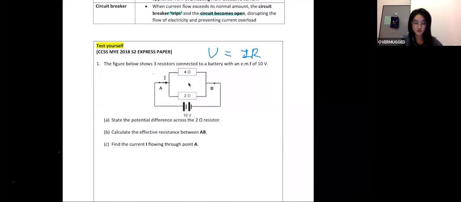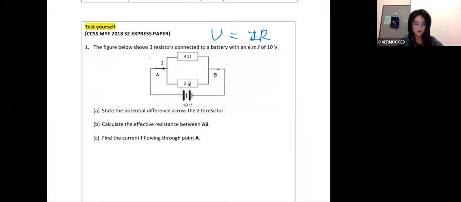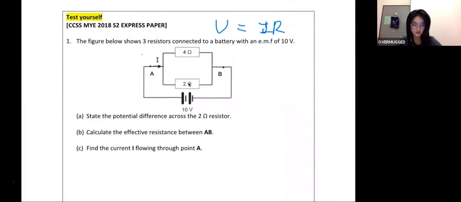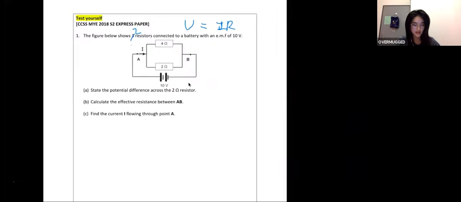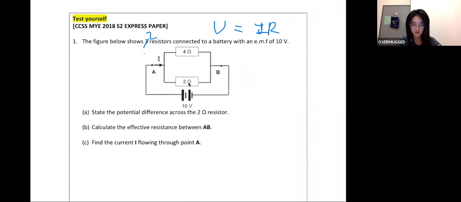All right, I'm going to go through the question now in the interest of time. The figure below shows 3 resistors connected to a battery with an EMF of 10 volts. I don't know why it says 3 resistors. I only see 2. So part A, state the potential difference across the 2 ohm resistor.